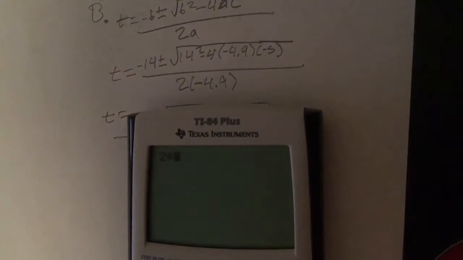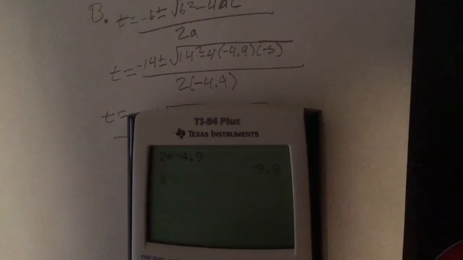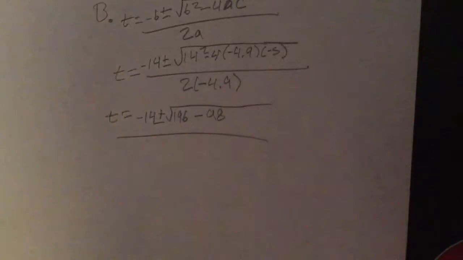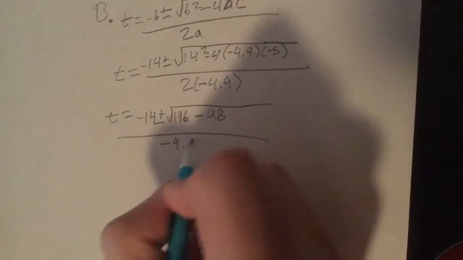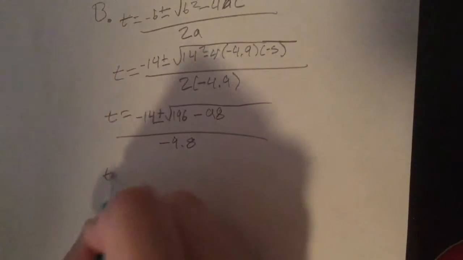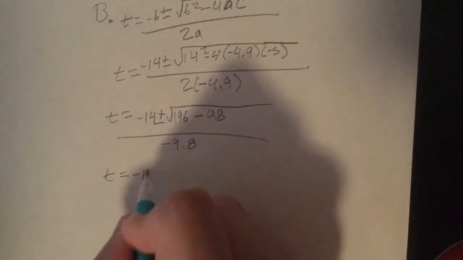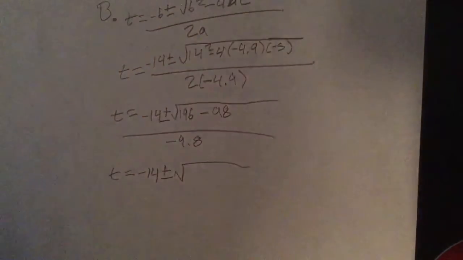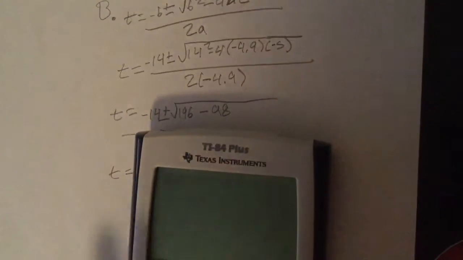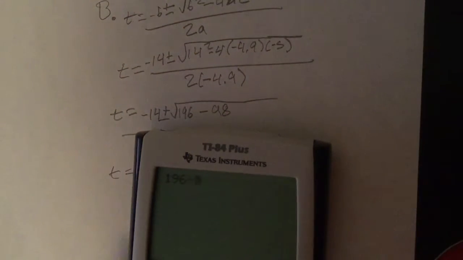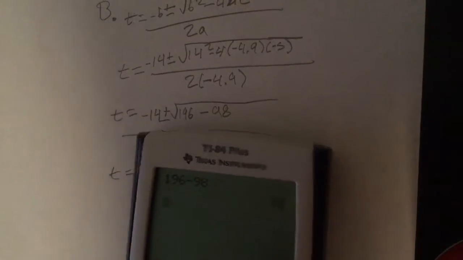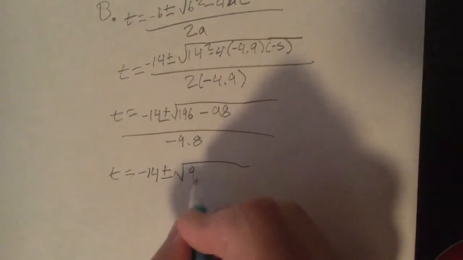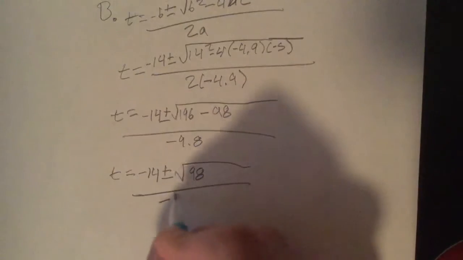You're going to have to do the math for that as well. So 2 times negative 4.9 is going to give us negative 9.8. We're just going to keep on reducing this. So t equals negative 14 plus or minus the square root of 196 minus 98, and 196 minus 98 gives us 98, all over negative 9.8.